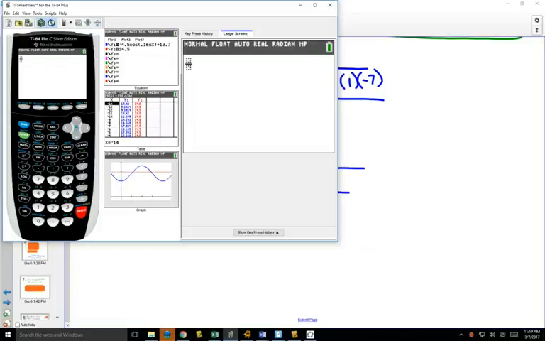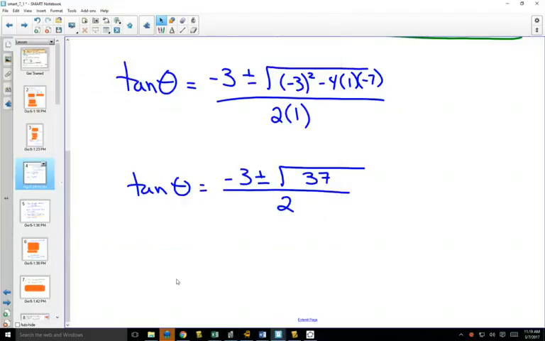This is going to be really nice. So we have negative 3, and I'll do the positive one first, plus the square root of 37 over 2 is one of our answers. So we know that tan theta is 1.54... and I'm just going to go dot, dot, dot to say that I'm not going to lose any of those decimal places when I'm figuring this out.